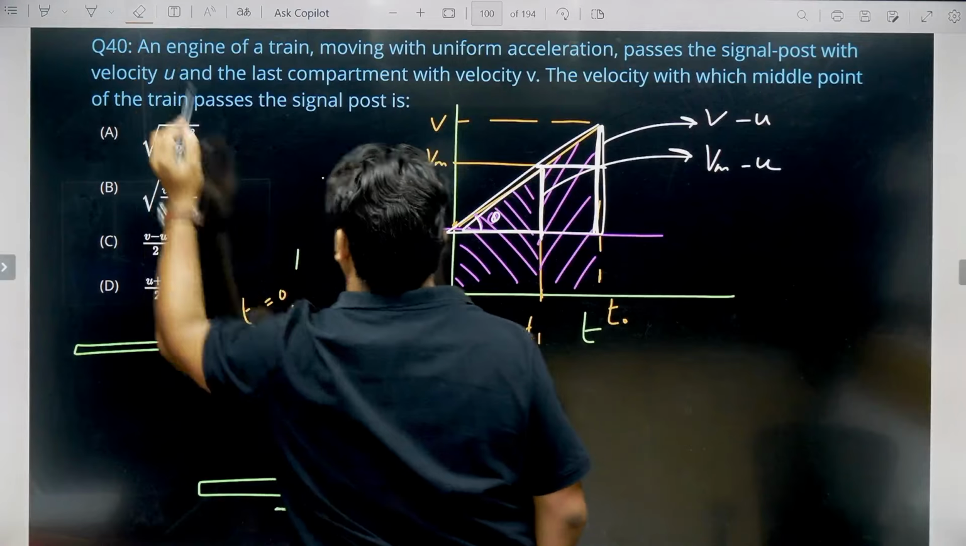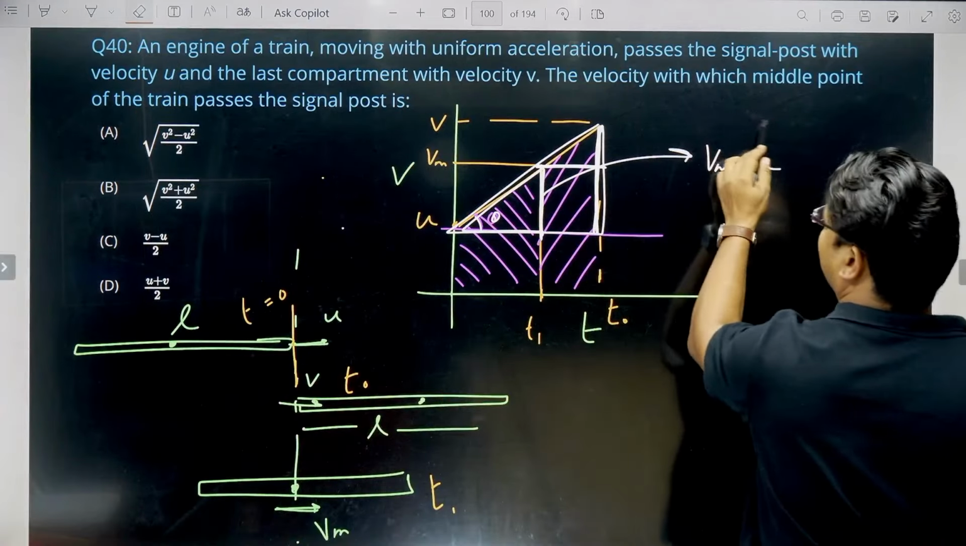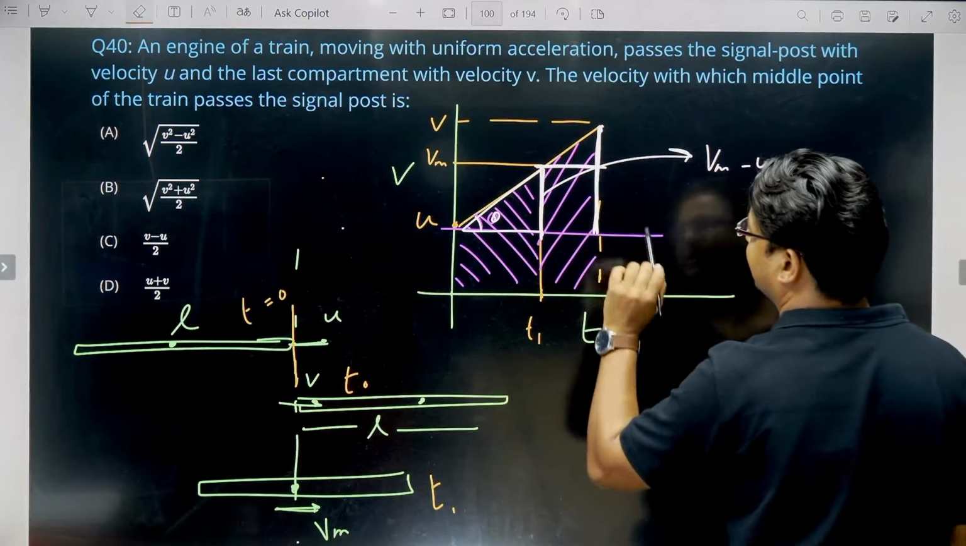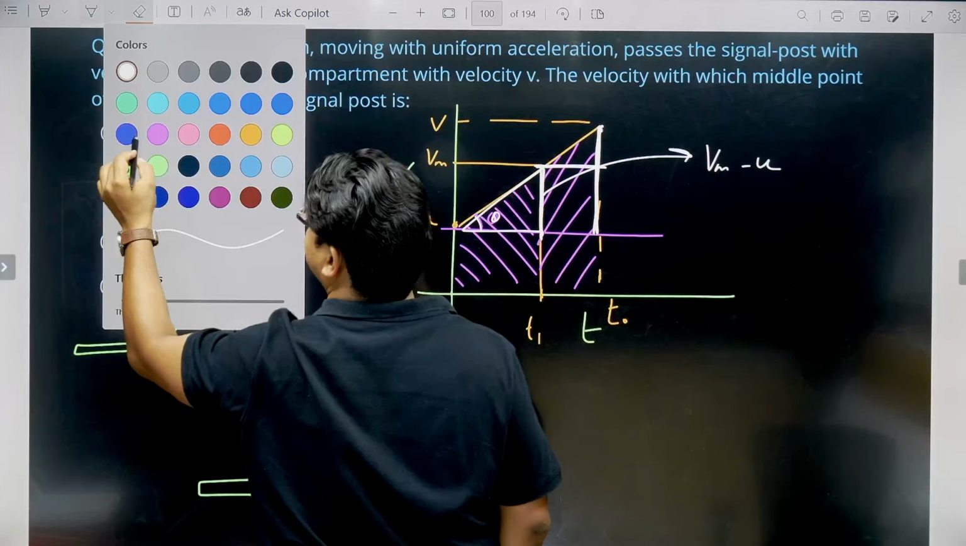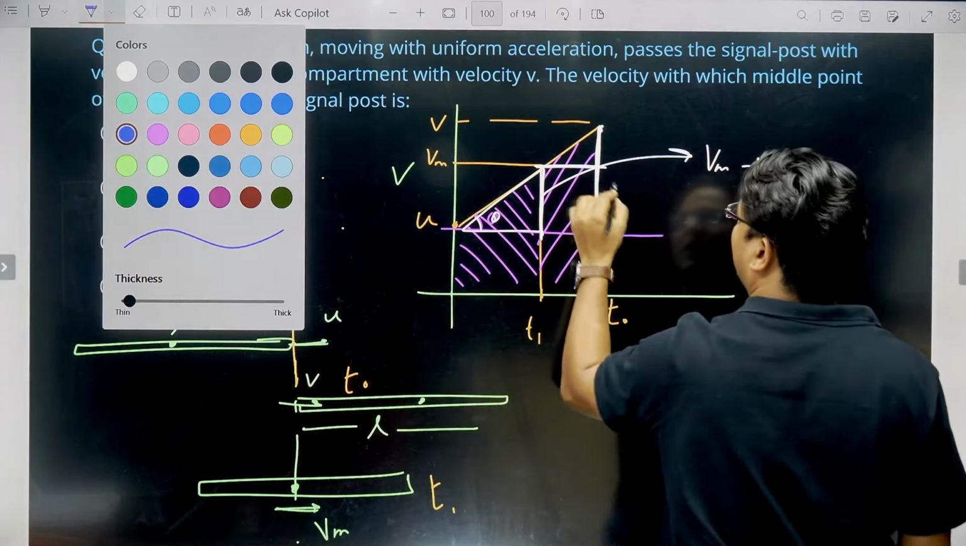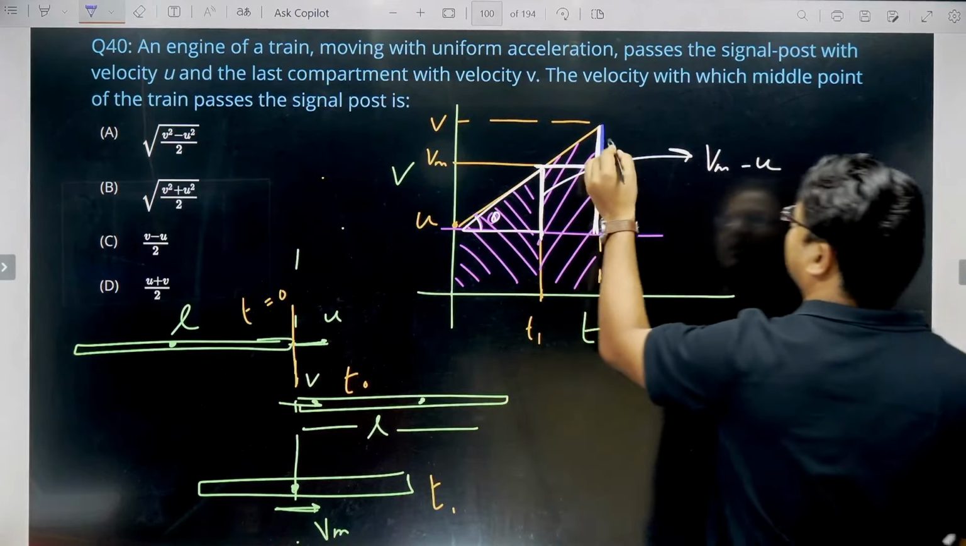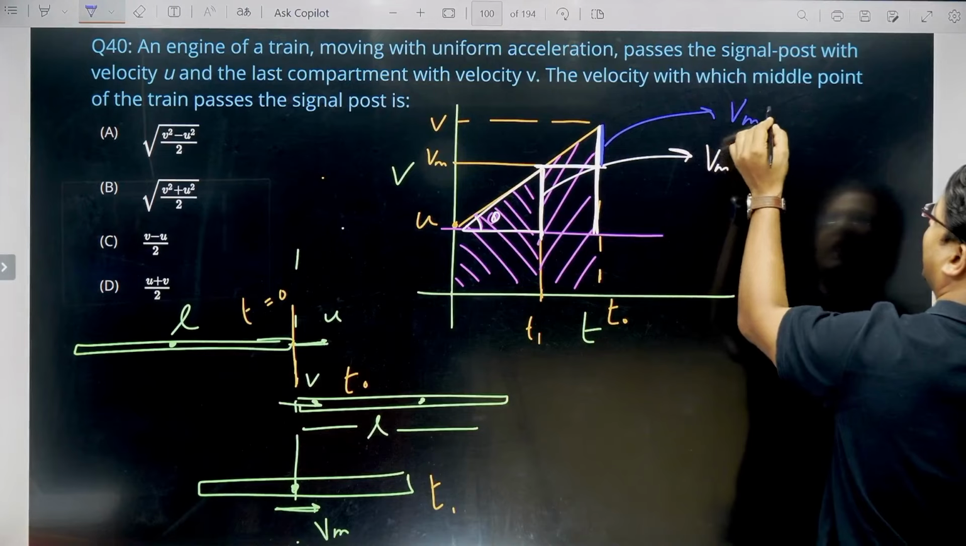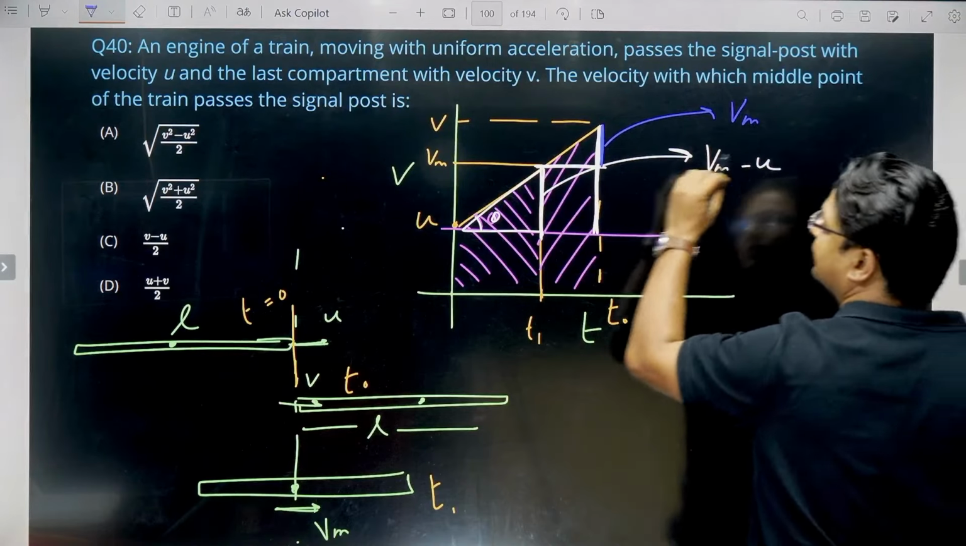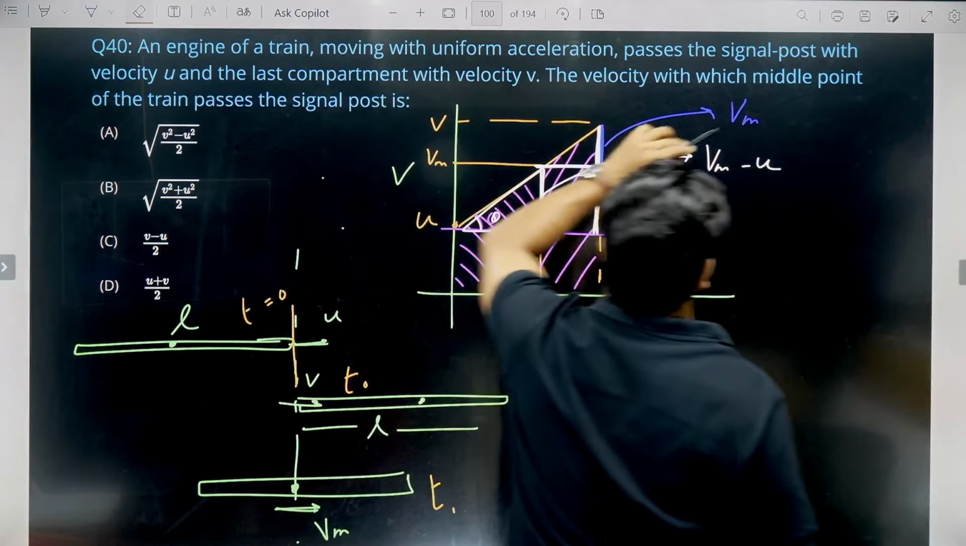Actually, I need to erase a few things. I need to check my idea again. I'm not worried about the triangle. Okay. Let's talk about this length. How much is this length? This length is V minus Vm. Okay, this would become V minus Vm.